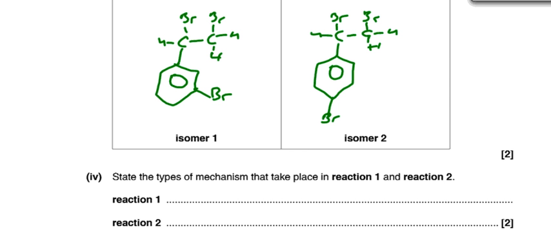To finish this question then, you have to state the types of mechanism that's occurred in reaction 1 and 2. So if reaction 1 was with the alkene, and so you have, oh, I've lost my cursor again. Hang on a second, where is it? Oh, I know what I've done. Oh, look at this. Right. Let's put it in.